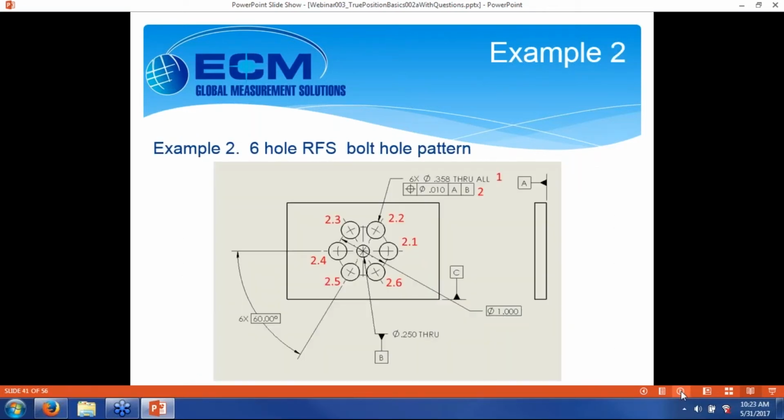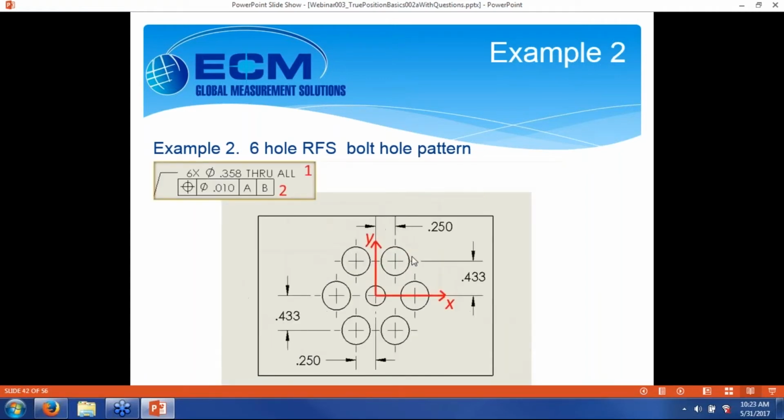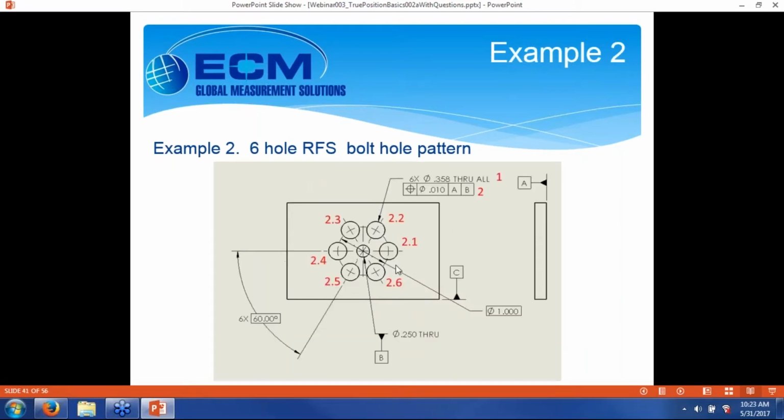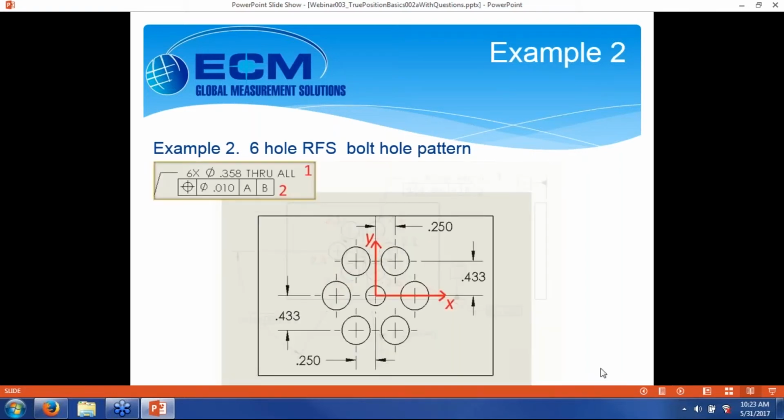Okay, example 2. A 6-hole bolt pattern, again applied regardless of feature size. There's no modifier here next to the size. Now, typically, it's hard to directly compare and calculate deviations based on a diameter and an angle. So what we usually do is convert it all to Cartesian coordinates. We're going to do a little trig.